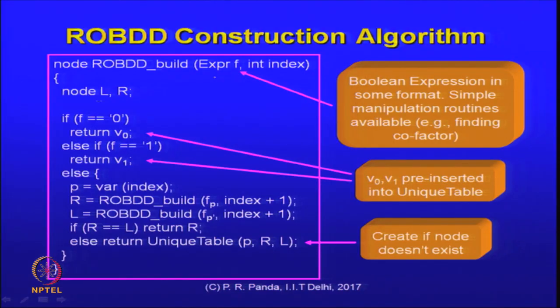That is the expression, two nodes, that is what we already saw. This is the termination condition. P is the variable corresponding to that index. You call the same two routines, these are the recursive calls on the cofactors with the index plus 1. Now you are doing this check to find whether the two children are equal. If yes, then you return one of them. Otherwise, you return whatever that unique table lookup is giving you. You create the node if it does not exist. If it does exist, then you just return the node. There is no creation.